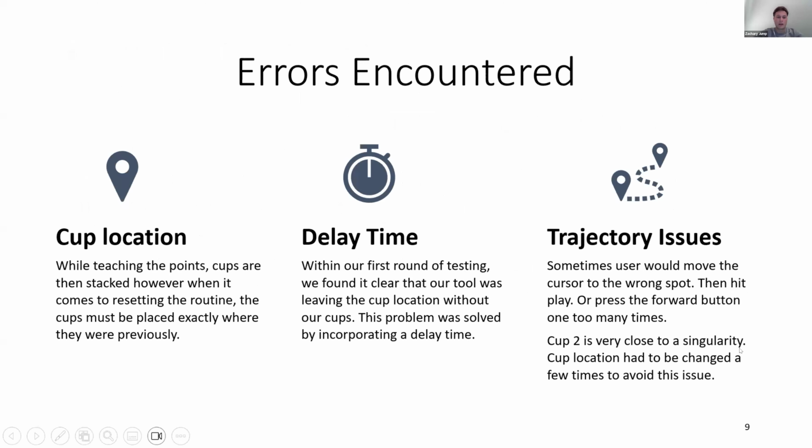Yes, there were some errors encountered along the way. Cup location: while teaching these points, the cups sagged. However, when it comes to resetting the routine, cups must be placed exactly where they were previously, since those points were already taught. The way we went around that was we put the tool in the position where it is before it picks up the cup from the dowel, and then we placed the dowel right in between and set it in there. We had to be very cautious and make sure everything was squared up when resetting the routine.